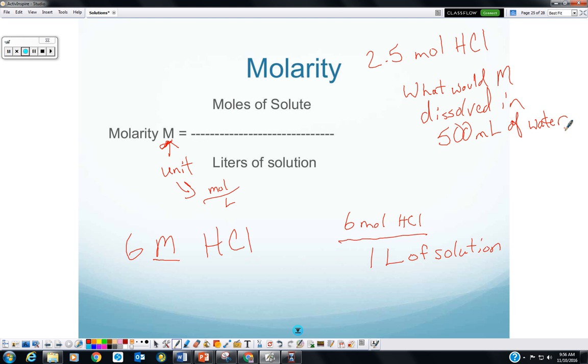So how would we do this calculation? All right, so it'd be 2.5 moles over 500 milliliters, but what do we need it in? Liters, so that's going to be 0.500 liters. All right, so 2.5 divided by 0.5 gives us what is our molarity? What is 5? All right, so we would have 5 molar HCl. All right, does that make sense?